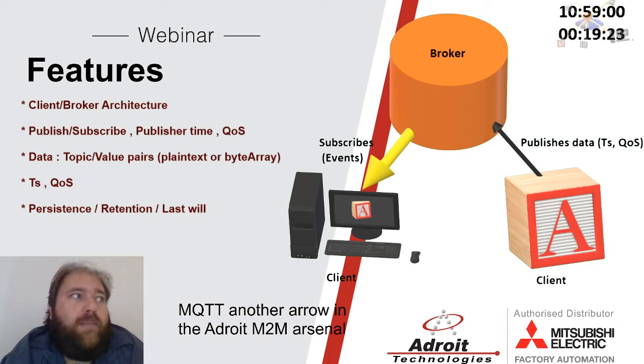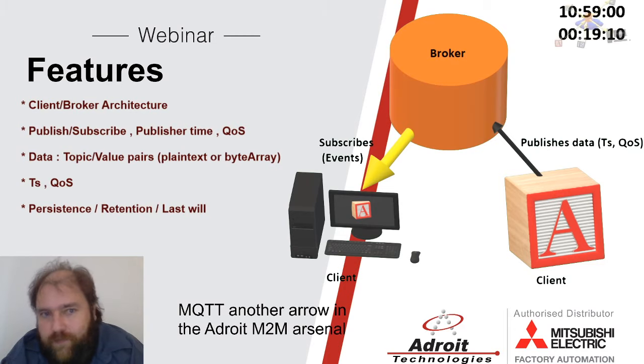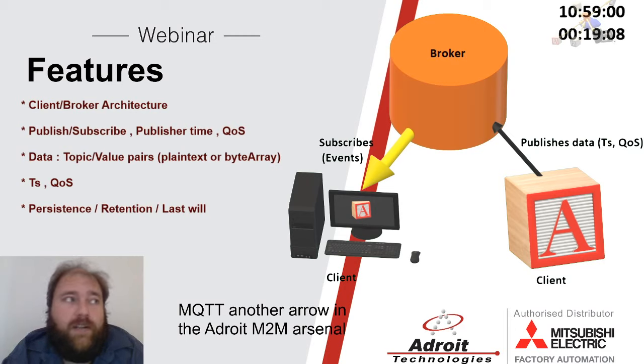Then they have a publish subscribe mechanism, and I've added the publisher time and quality of service. Basically, a client can publish data and another client can subscribe to that data. That's it in a nutshell. There's your telemetry side of things. One of the key pillars of telemetry is a timestamp at source that is provided in the system, and then the broker has this mechanism, which is a quality of service mechanism.